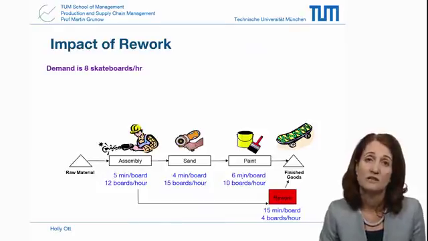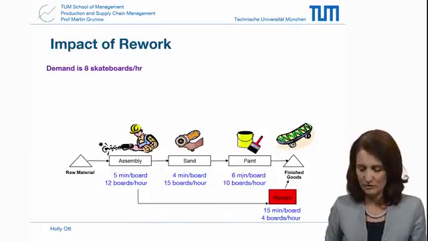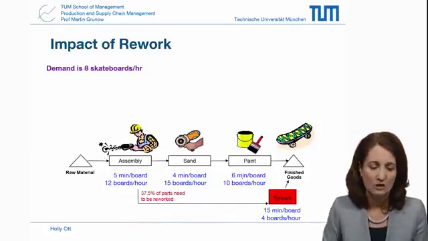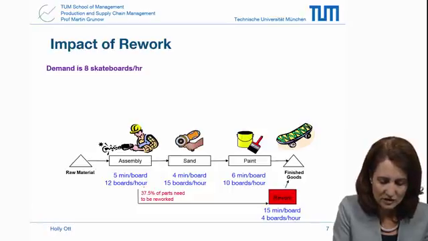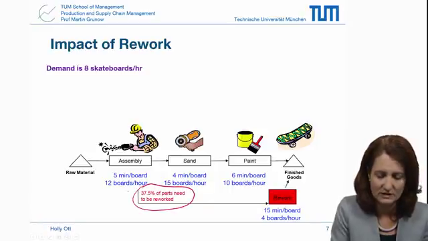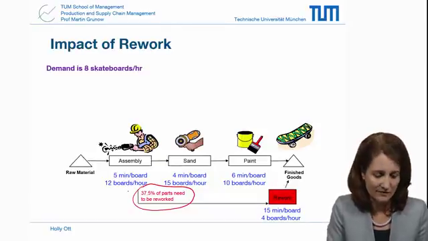So let's look at this quantitatively. Here we have the situation where a proportion of the product through assembly needs to be reworked. And we're saying that this portion is 37.5% of the parts need to be reworked. Now we have a more complicated situation than is covered up to now in this course. We have more than one flow unit.